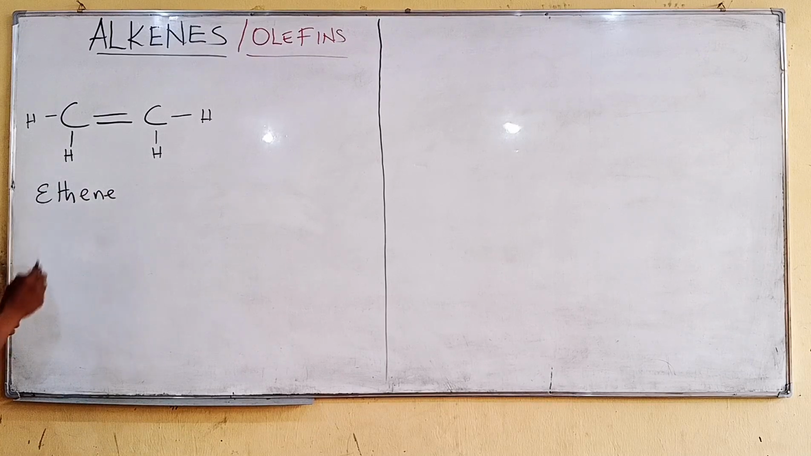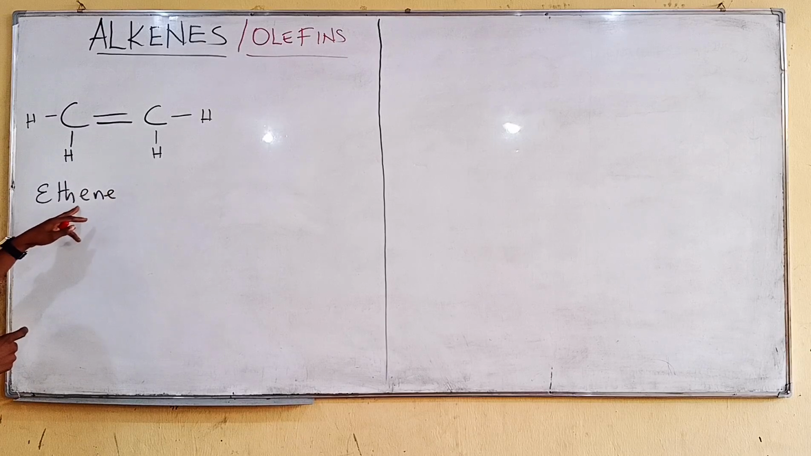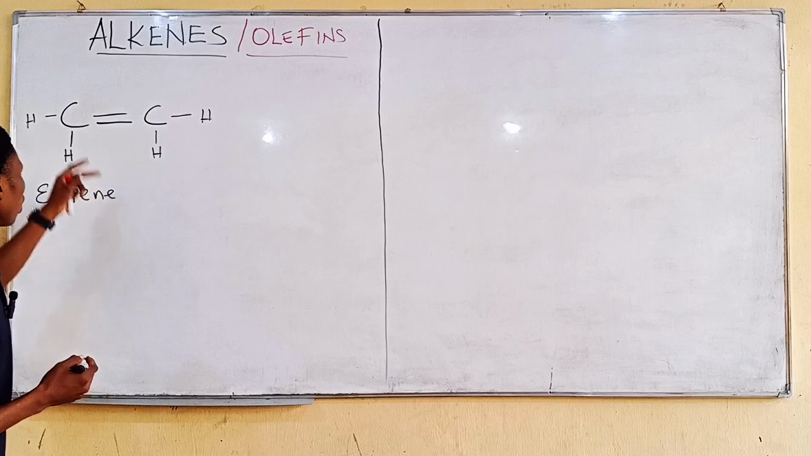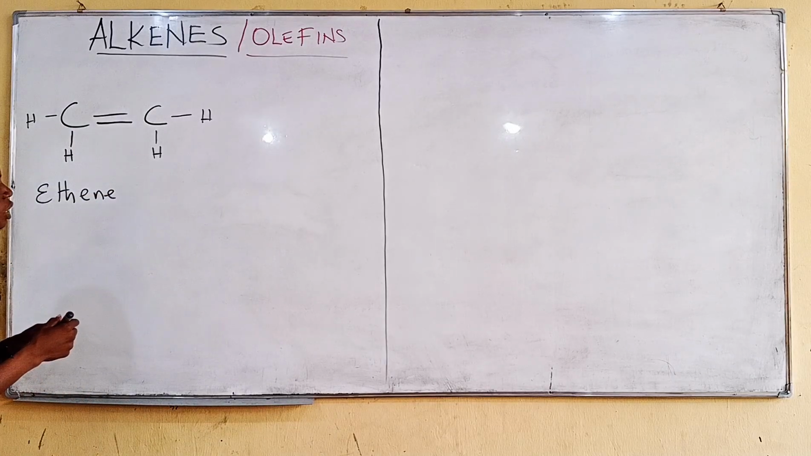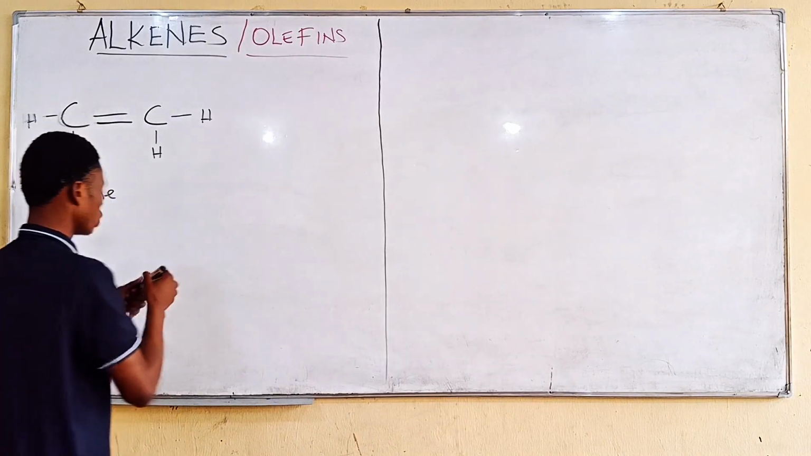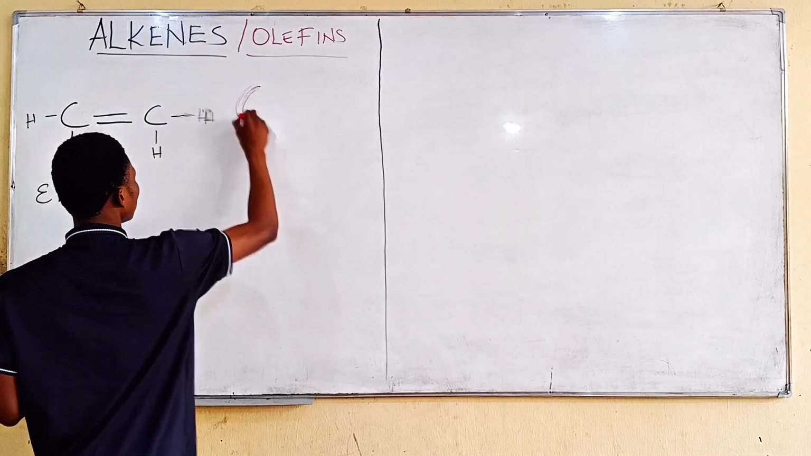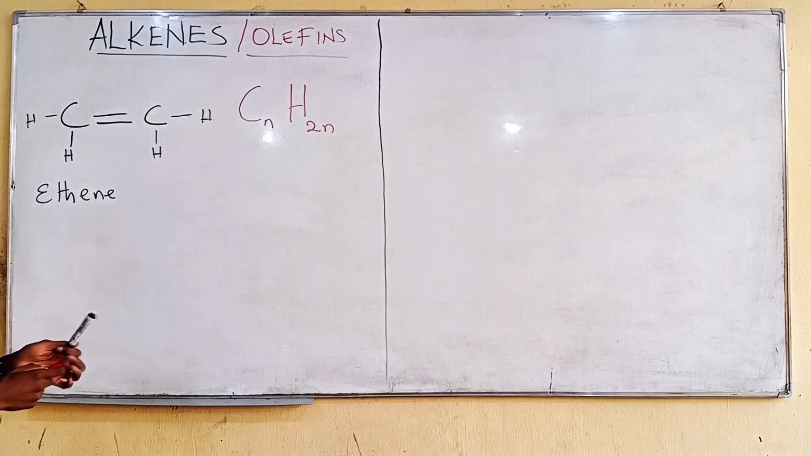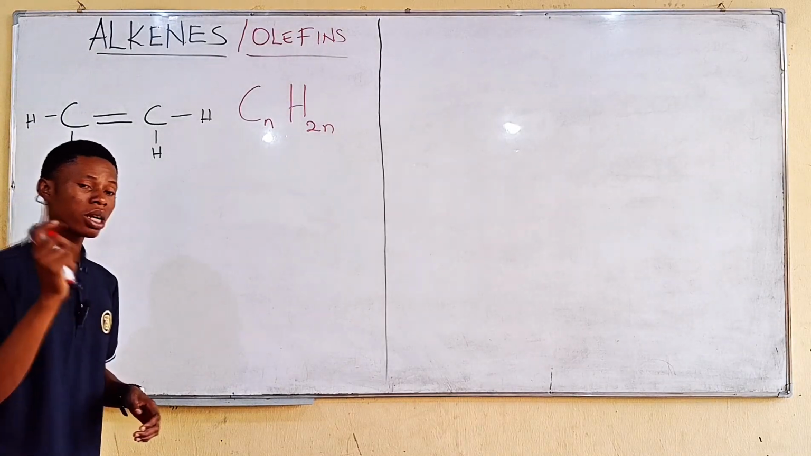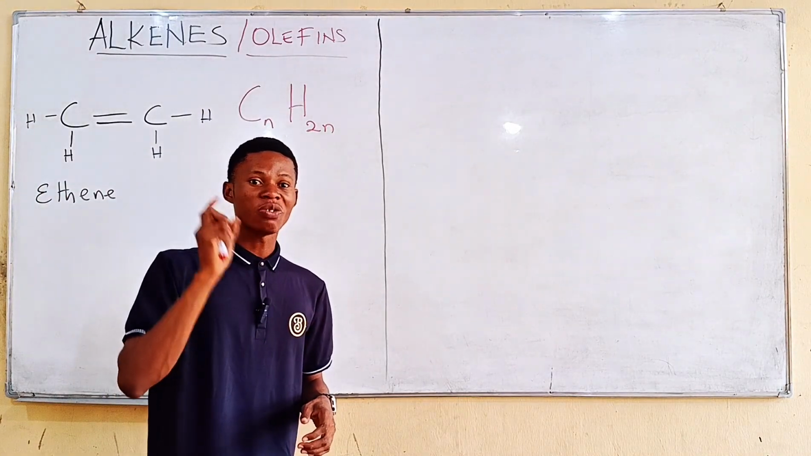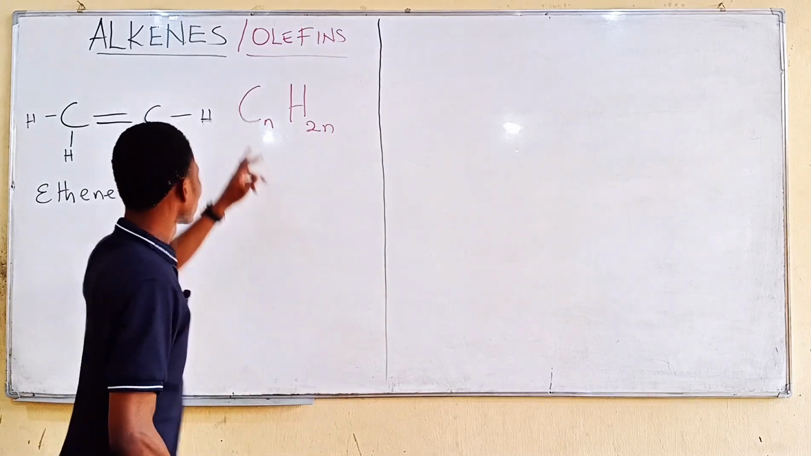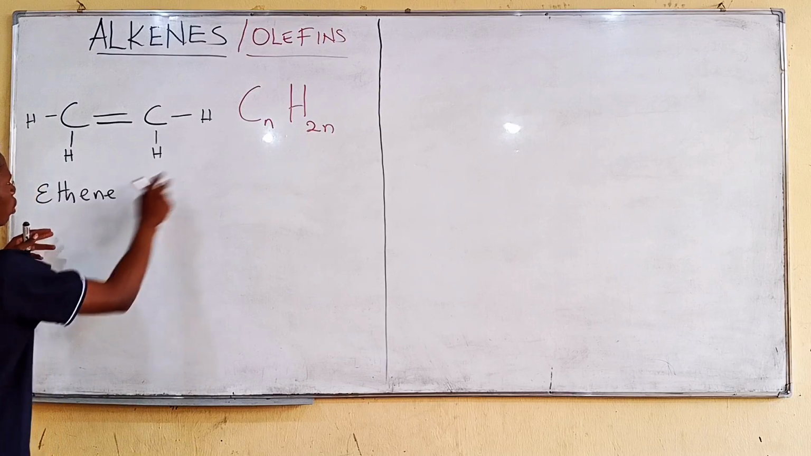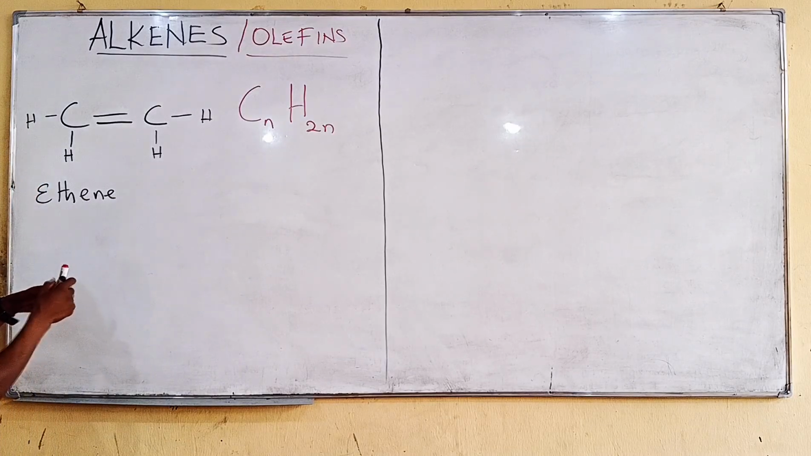Remember when we're talking about alkanes, the one with 2 carbons is what? Ethane, right? Before then, let's look at the general formula. The general formula of alkenes is given as CnH2n. That's the general formula of the alkenes, CnH2n. Remember, I always say the general formula is very, very important because you always see it in exams. Now, let's use that to write the formula of this.